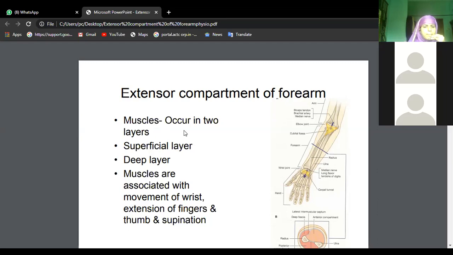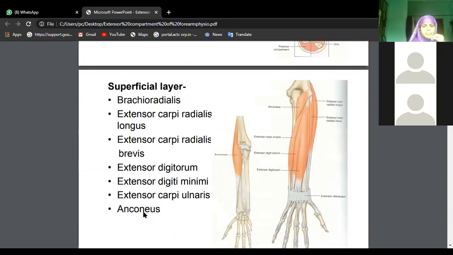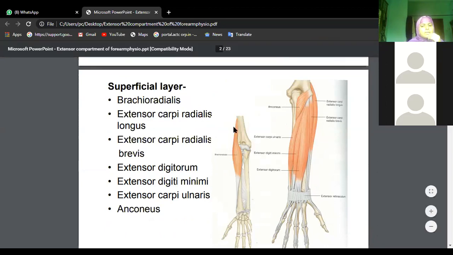So extensor compartment, here also we have muscles arranged in two layers, the superficial layer and the deep layer. These are the muscles which are associated with the movement of the wrist joint and also with supination. Yesterday we had the flexor compartment, now we are having extensor muscles. So what are the various extensor muscles in the superficial layer?